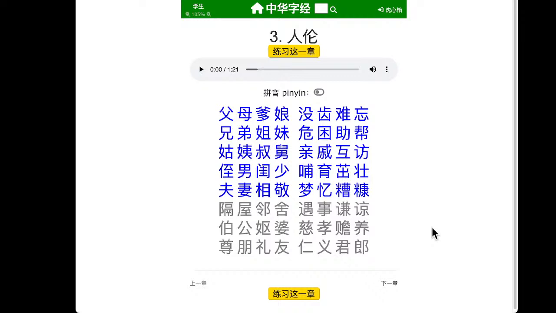the lowest lows. So here, 夫妻相敬，梦忆糟糠 refers to the husband and wife in a marriage with mutual respect. And when you dream, you remember all the hard times that you endured together, and it makes you appreciate each other more.